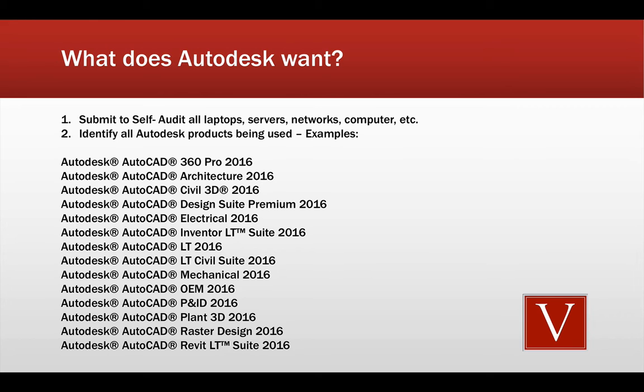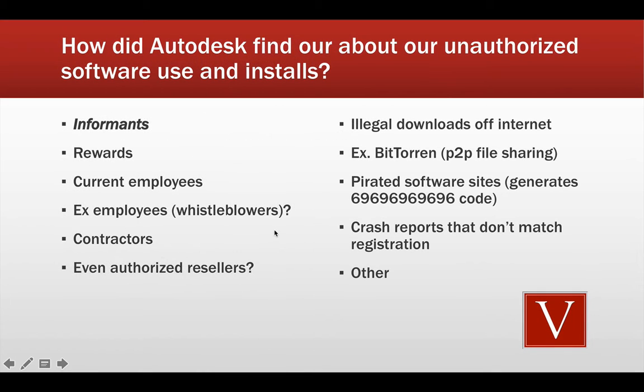So here's a list of some of the AutoCAD products. You can see this is not all. They have a huge list of different types of software, but the AutoCAD 360 Pro, AutoCAD Architecture 2016, AutoCAD Civil 3D, Design Suite Premium is a popular one, AutoCAD Electrical, AutoCAD Mechanical, so forth and so on. Revit, that pops up from time to time, AutoCAD Revit. So there's a lot of different software. They want to know that you're using this in compliance.